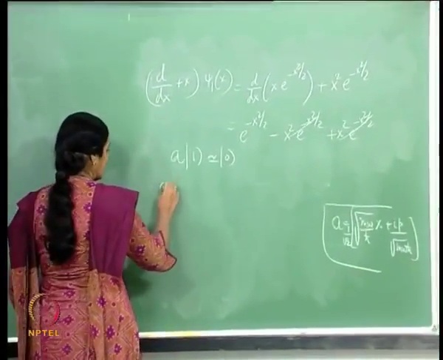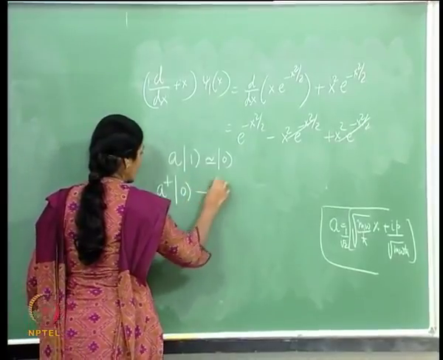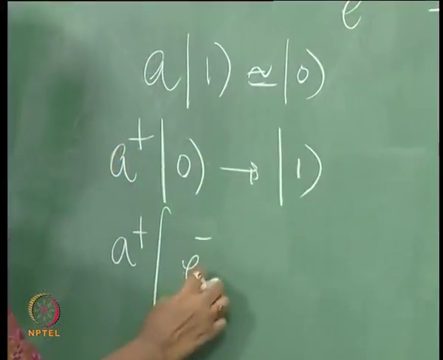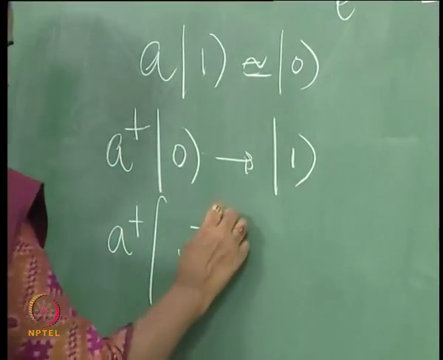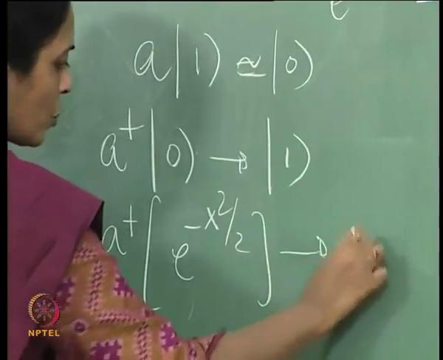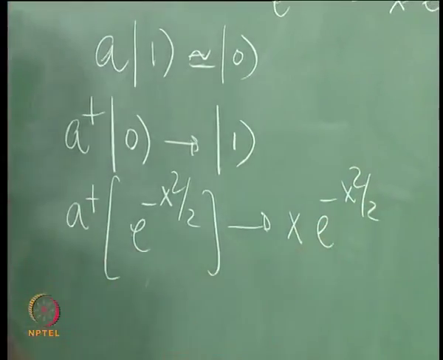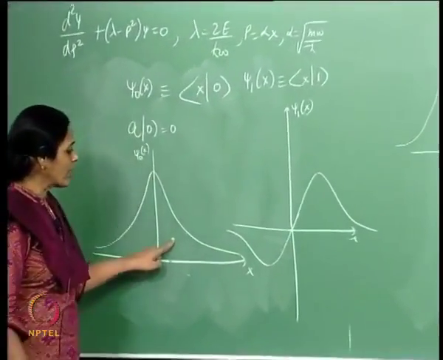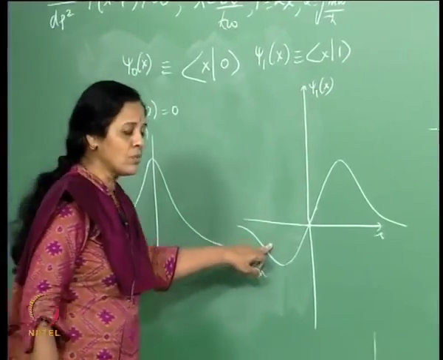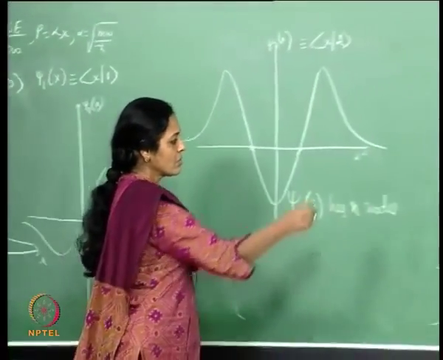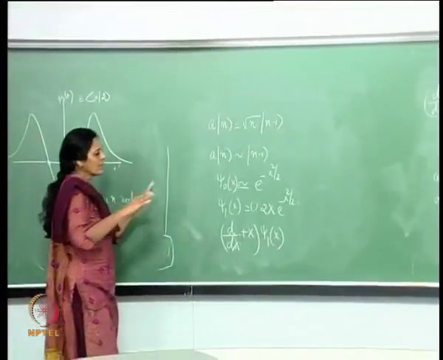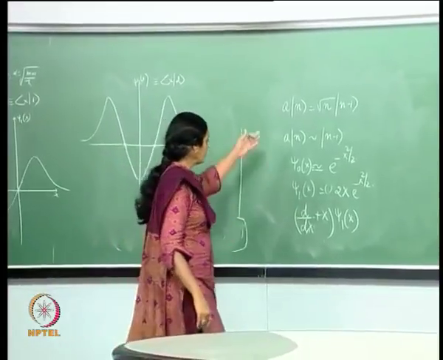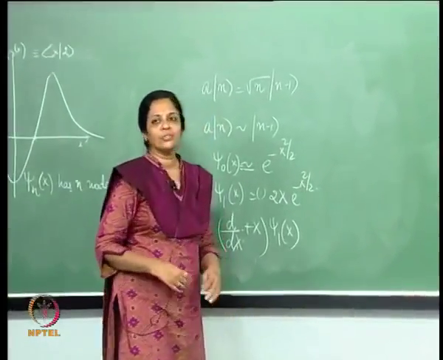Similarly, if you look at A dagger on ket 0, you can check that that gives me ket 1. In other words, A dagger acting in the position representation on e to the minus x squared by 2 takes it to x e to the minus x squared by 2, and that is what you have plotted here. This is e to the minus x squared by 2 schematically, this is x e to the minus x squared by 2, and so on. So, we have checked therefore that the operator formalism exactly matches with the position representation formalism of the harmonic oscillator problem.